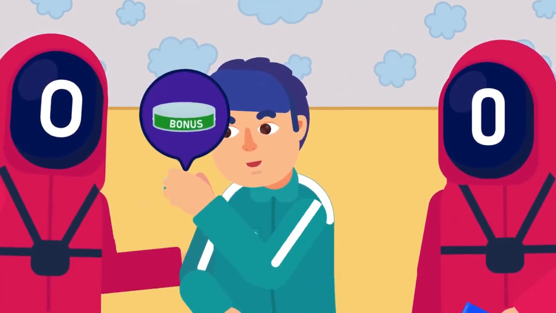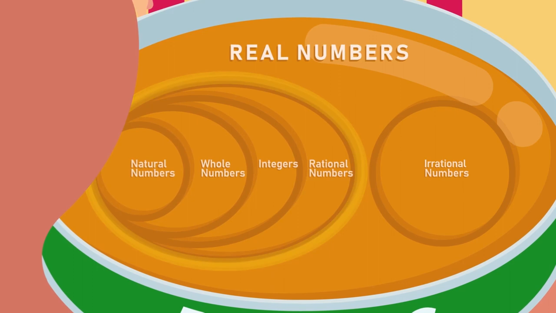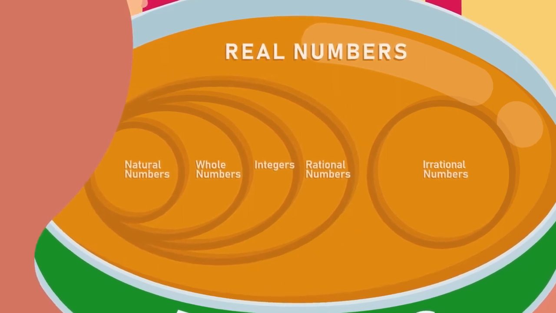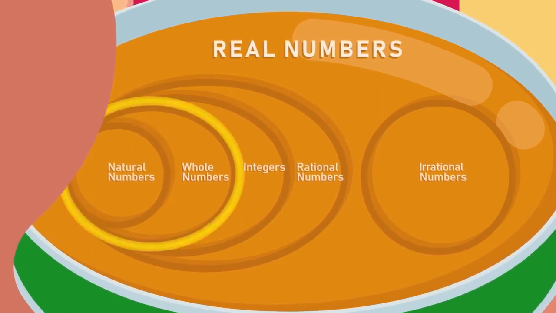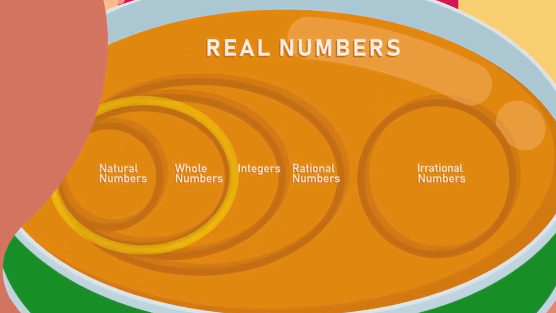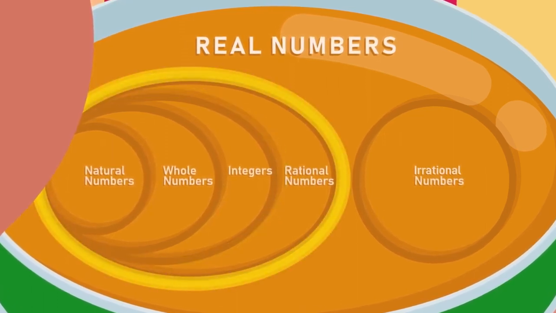By this Venn diagram, we can see that real numbers include irrational and rational numbers. While in rational numbers, the diagram shows us that the natural numbers are a subset of whole numbers. The whole numbers are part of integers. Integers are a subset of rational numbers.